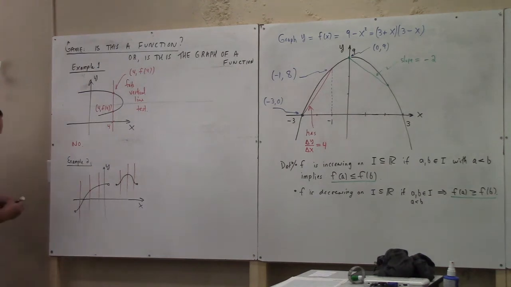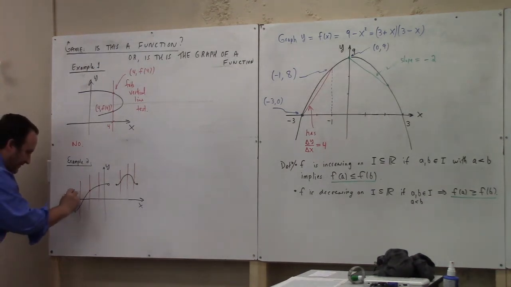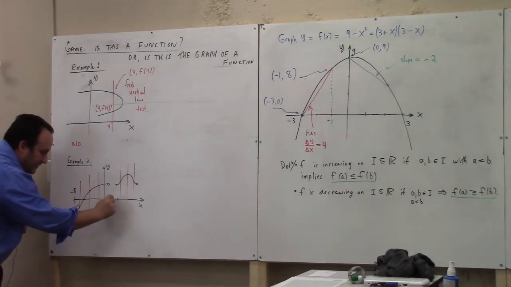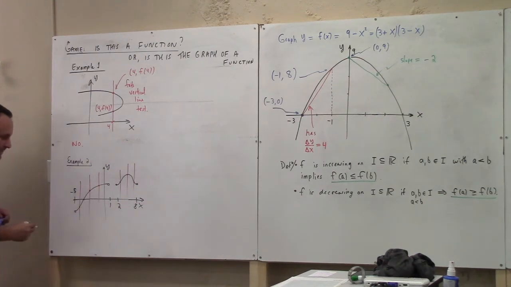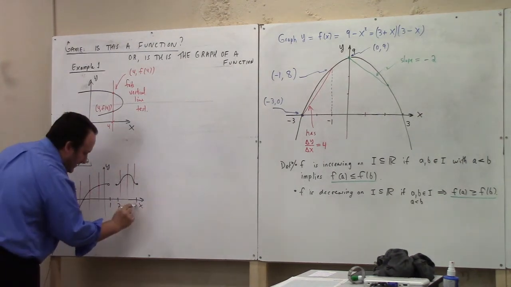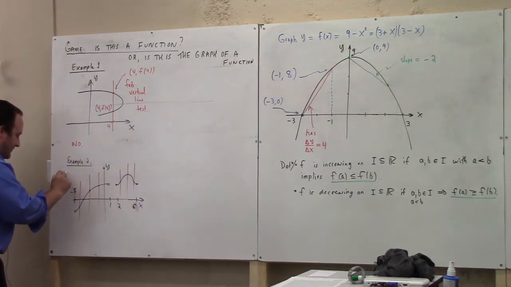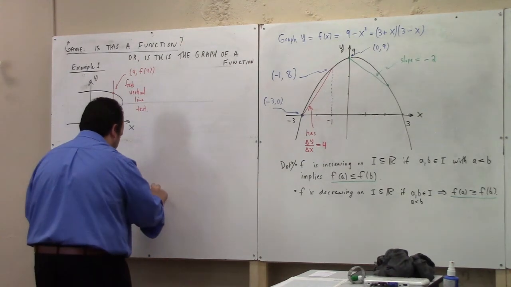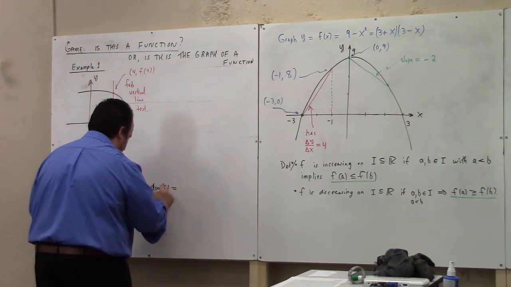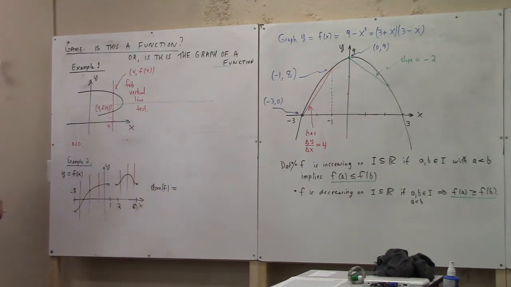Now, if I told you that this was minus 5, and this was 1, and this was 2, and this over here was 8, well, maybe 6. And this is y equals f(x). Can you tell me what the domain of f is? In interval notation. I'll get us started.